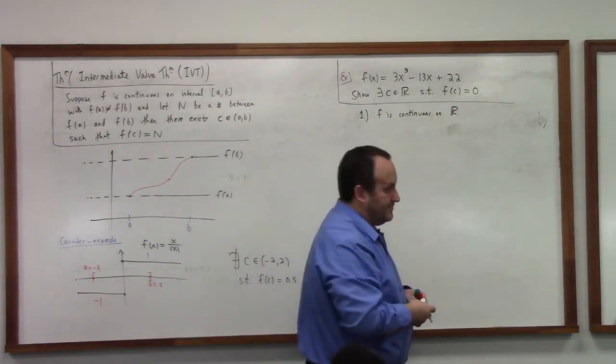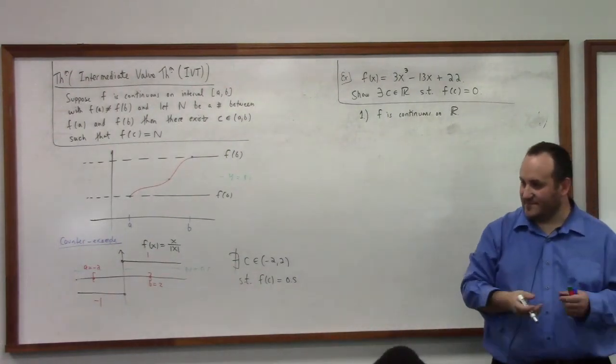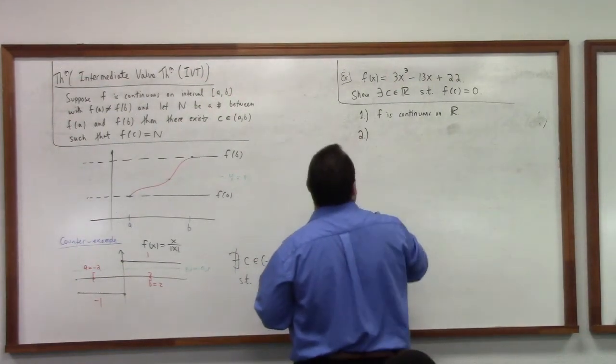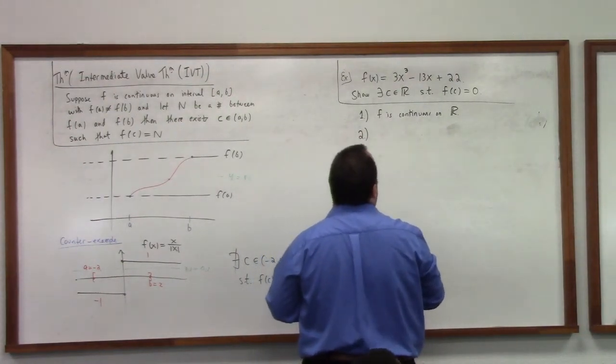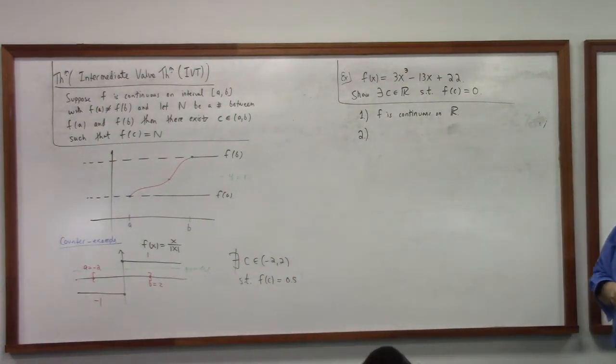Right? So definitely the intermediate value theorem applies. Step number 2. And this is where I need you guys' help. What number can I plug in here to make sure f is negative? I want it to be negative. I want f to be negative.